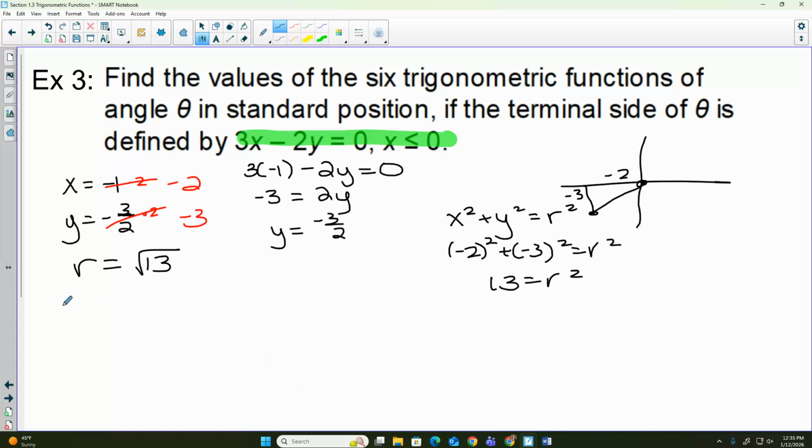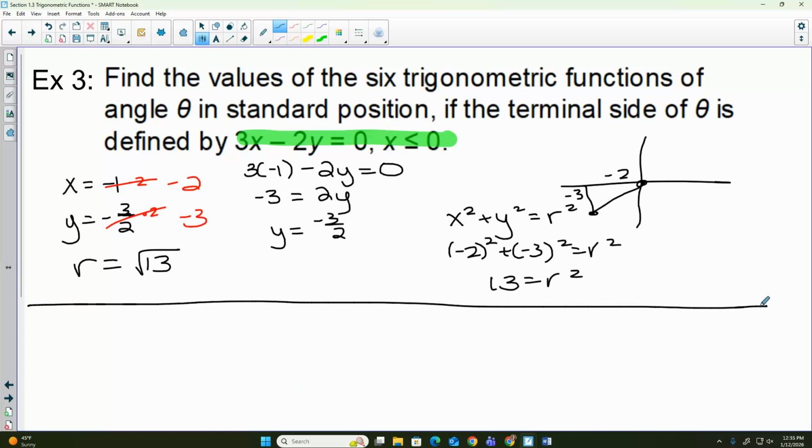Okay, it's okay that it's still a radical. Don't turn it into a decimal. Leave it in radical form. No perfect square divides 13, so that's all I can do. So now we can do our 6 trig functions. If you've drawn a picture, you can use SOHCAHTOA to help you, or we can practice our definitions.